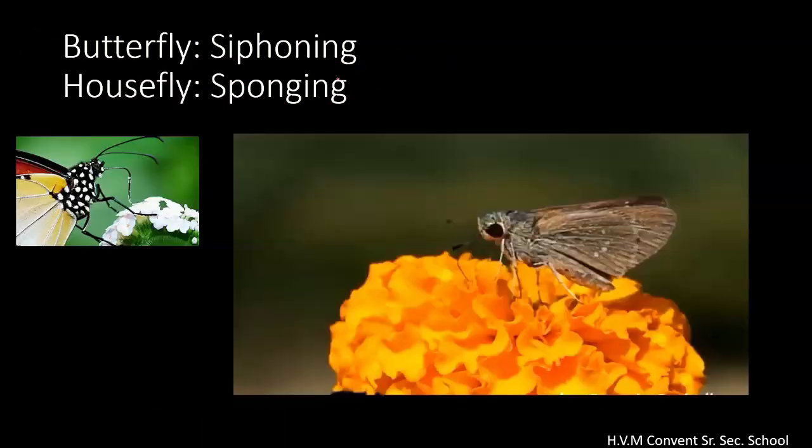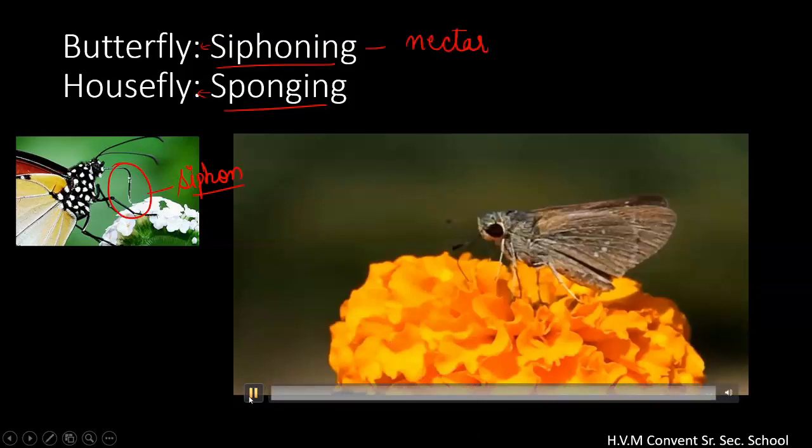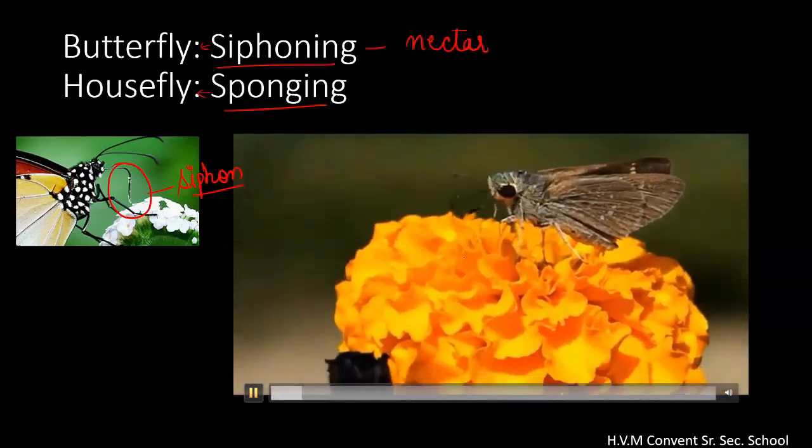Then the next mode of feeding is siphoning and sponging. Siphoning is there in case of butterfly and sponging is there in case of housefly. The basic mode of ingestion of food is similar in both. This is a special structure in case of butterfly, known as siphon, with the help of which it sucks its food. The food of the butterfly is the nectar of flowers. So the butterfly sucks the nectar by the help of this siphon.